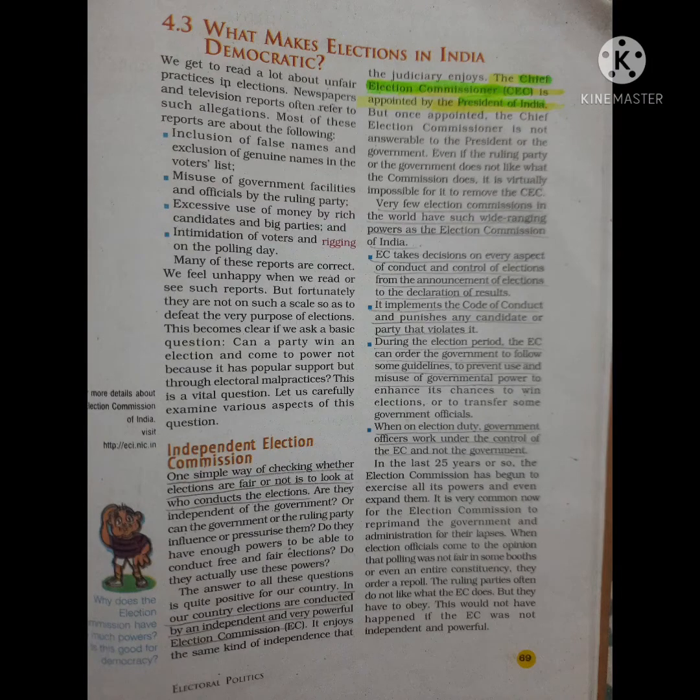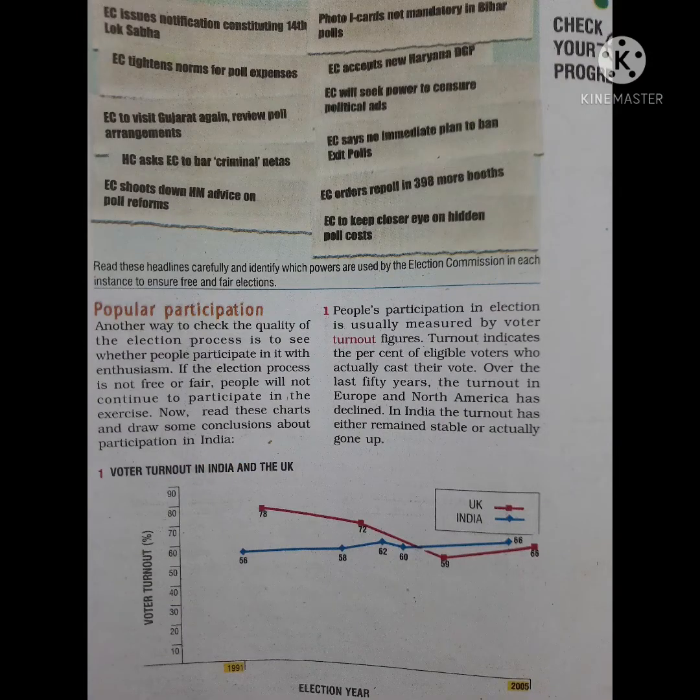In our country, elections are conducted by an independent and powerful Election Commission. We call it EC, and the head of the EC is the Chief Election Commissioner, who is appointed by the President of India. The Election Commission of India enjoys wide-ranging powers. It takes decisions on every aspect of the conduct and control of elections, from the announcement of election to the declaration of results. That means the entire period is controlled by the Election Commission. It implements the code of conduct and punishes any candidate or party that violates it.